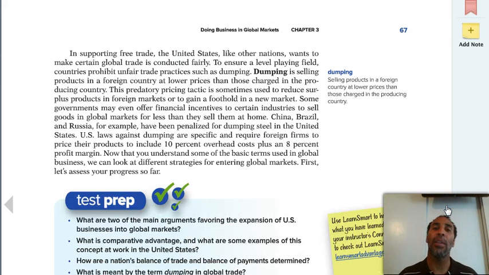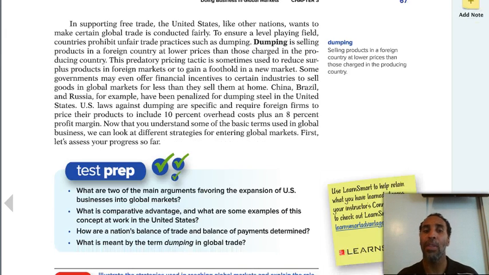So, dumping. Not dumping your boyfriend or your girlfriend, but selling products in a foreign country at a lower price than what you charge in your domestic country. So if I sell cell phones, I sell them here for $500. I sell them somewhere else for $300. That means I'm dumping. I'm dumping them all off there, just trying to make sure I don't have as big a loss as I'm going to have in terms of that business investment.